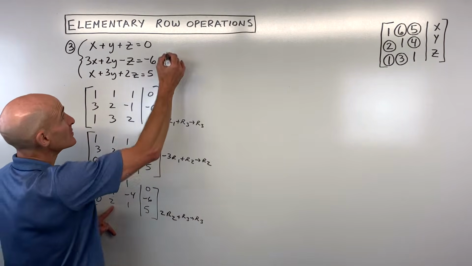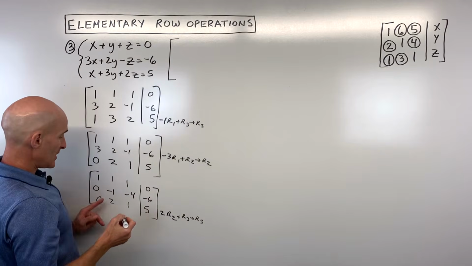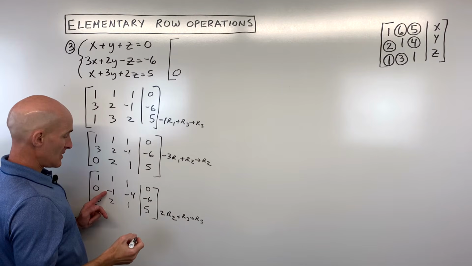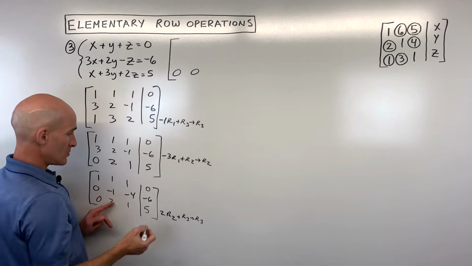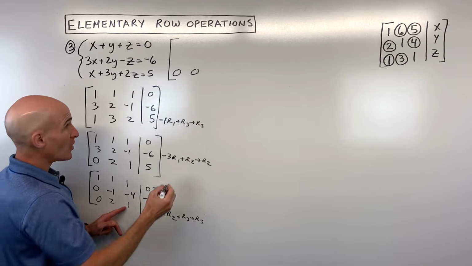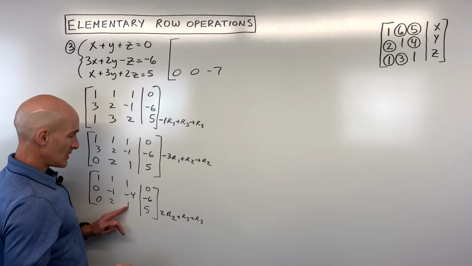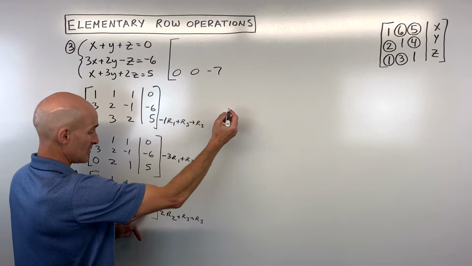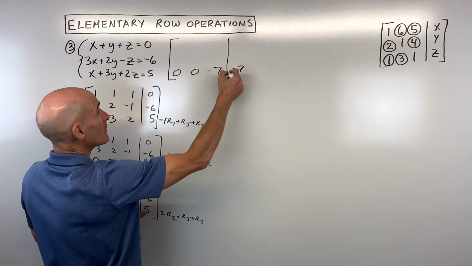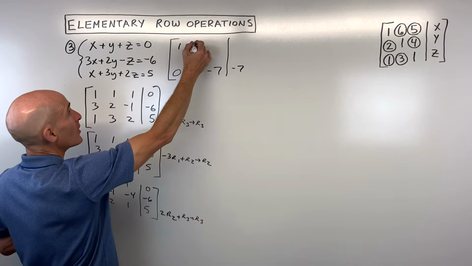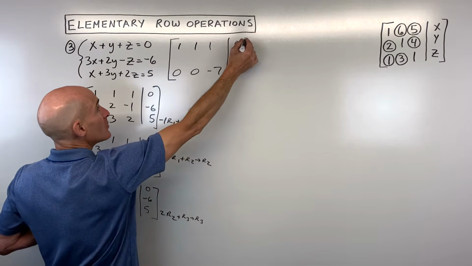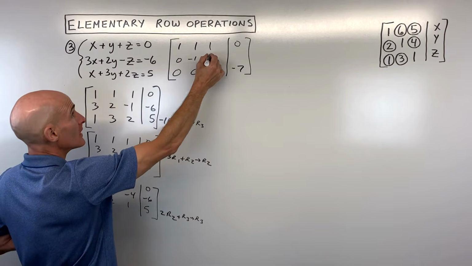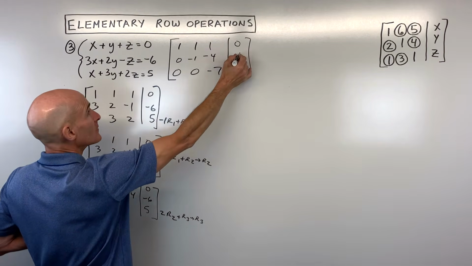So if we do that, let's put the answer up here. We're going to get 0 plus 0 is 0. -2 plus 2 is 0. -8 plus 1 is -7. And -12 plus 5 is -7. And the other rows stay the same, so we have 1, 1, 1, 0, and 0, -1, -4, -6.